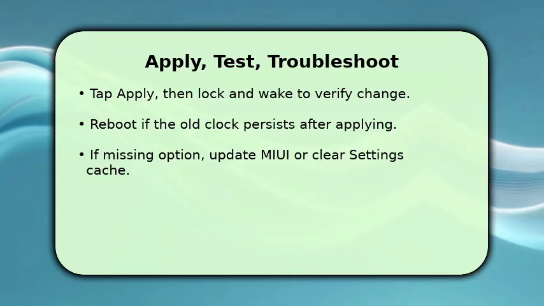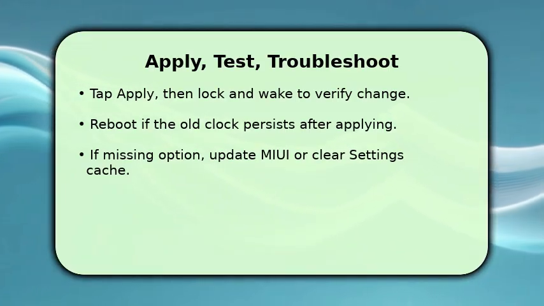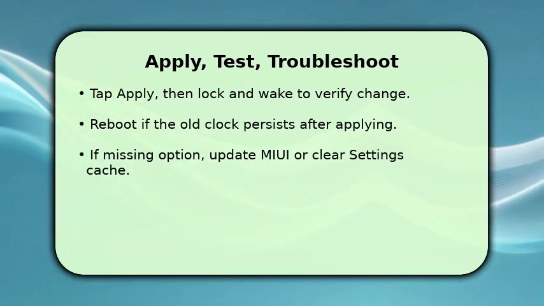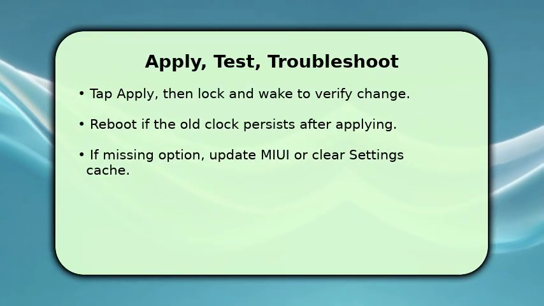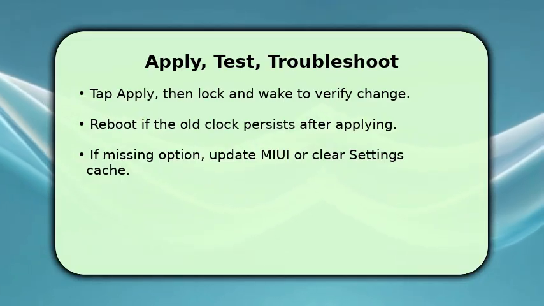Troubleshooting tip: if the option is missing, update MIUI or clear Settings app cache, and if needed, edit the theme's lock screen directly. Those steps fix most cases where the setting is hidden.